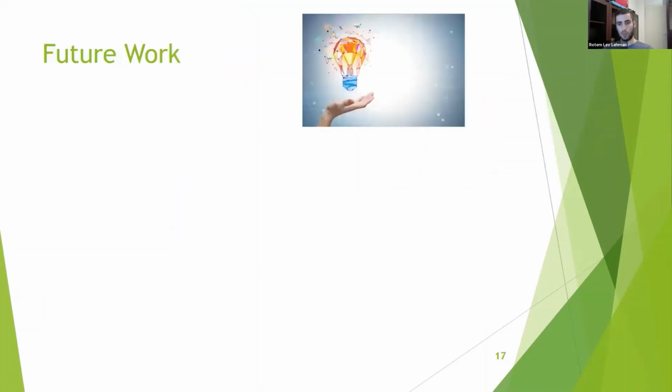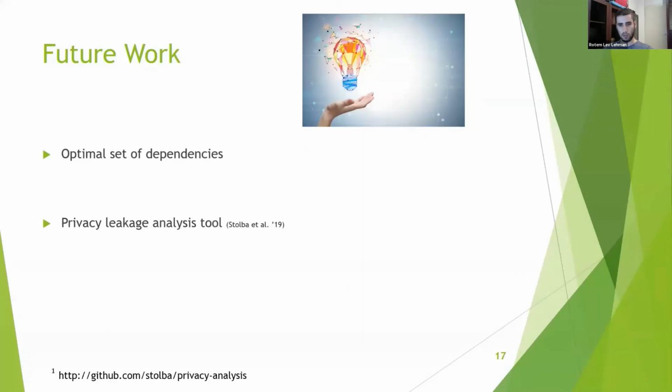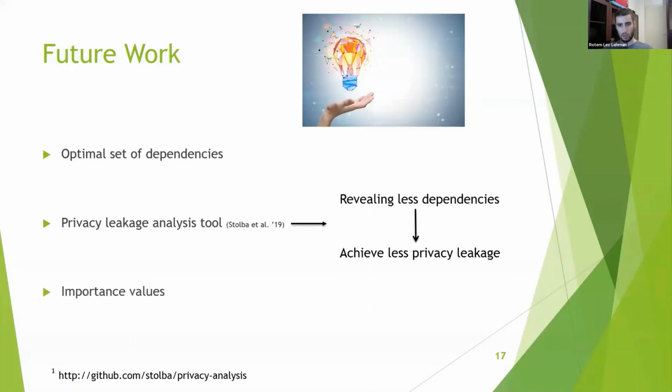In the future, we plan to calculate the optimal set of dependencies needed for solving a problem. We also plan to use the privacy leakage analysis tool to confirm that when revealing fewer dependencies, you can achieve less privacy leakage. And we would also like to assign importance values to different dependencies.